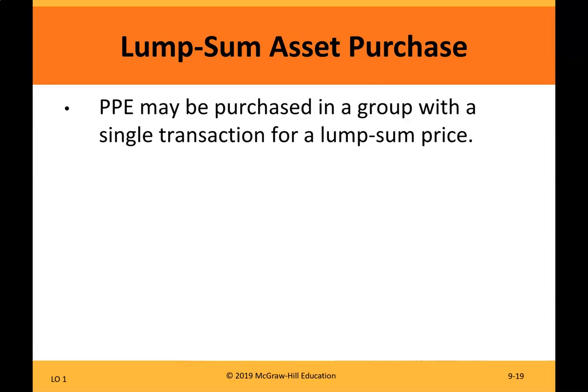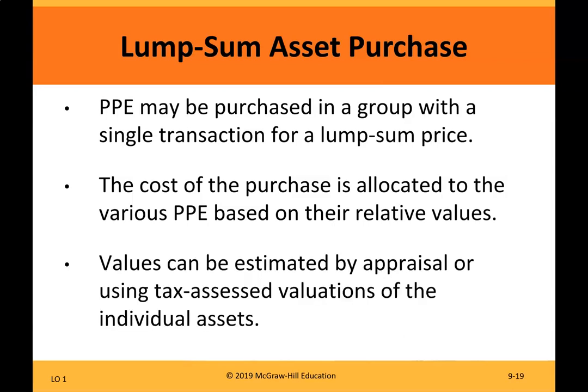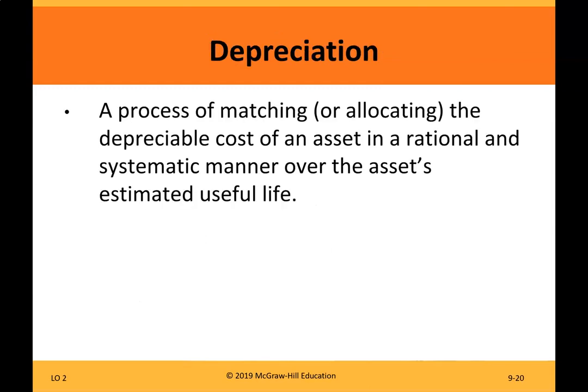Lump sum asset purchase. Property, plant, and equipment may be purchased in a group with a single transaction for a lump sum price. The cost of the purchase is allocated to the various property, plant, and equipment based on their relative values. Values can be estimated by appraisal or using tax-assessed valuations of the individual assets. Depreciation. A process of matching or allocating the depreciable cost of an asset in a rational and systematic manner over the asset's estimated useful life.